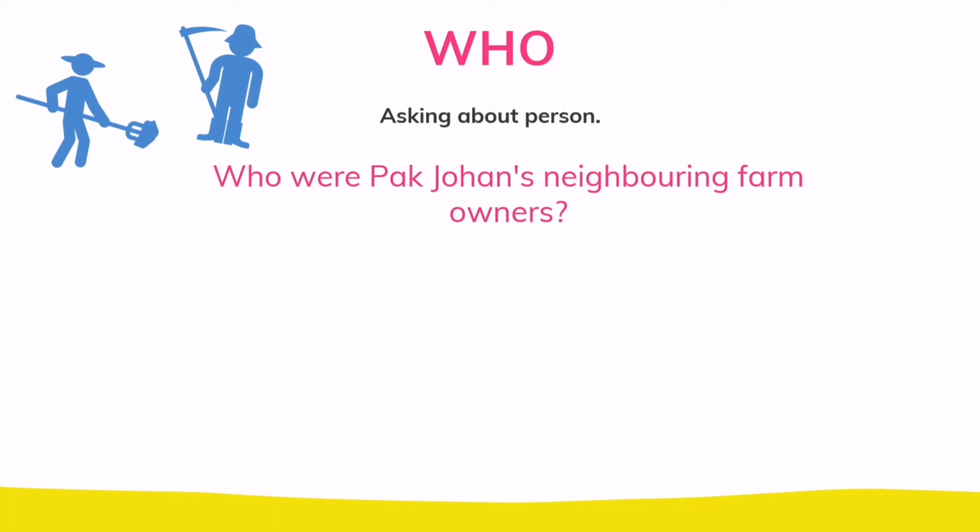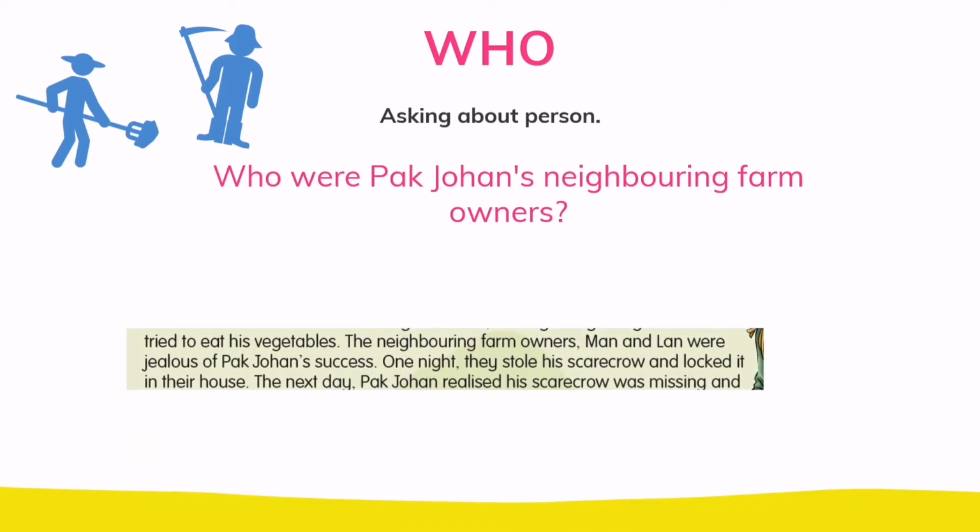Siapa? Jawapan mesti orang. Lepas tu, kamu dah dapat clue dah kat sini. Dalam cerita ni tak ada orang lain. Ada Pak Johan, ada Man, ada Lan. Right? And also the Scarecrow. Okay, so rasa-rasa jawapan dia apa? Jumpa tak dekat teks kamu? Dia kata, the neighbouring farm owners. Ada tak keyword yang sama dengan soalan? There is, right? Neighbouring farm owners.